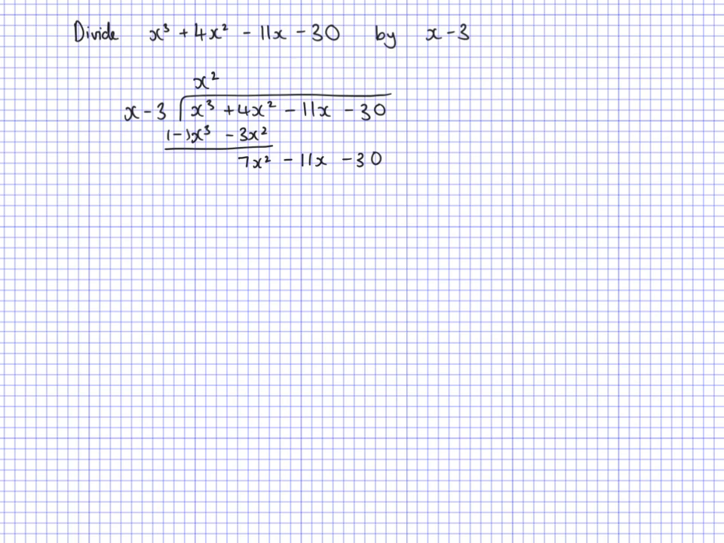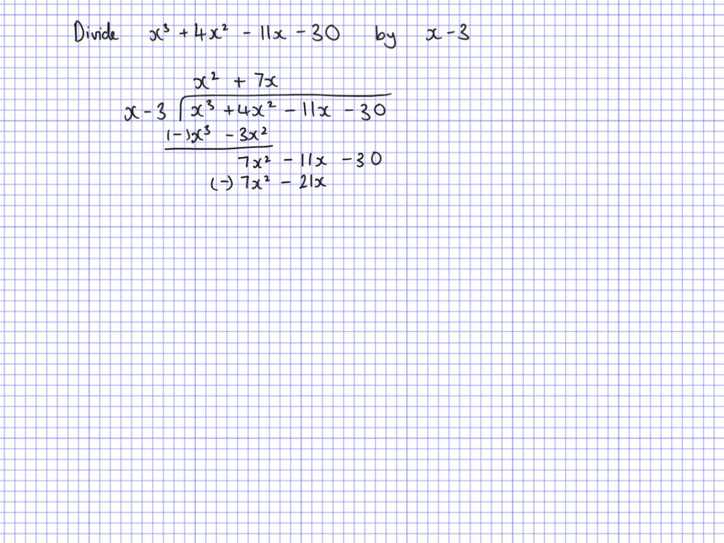So I look at how many times does x go into 7x squared, and that will be positive 7x. So 7x squared divided by x is plus 7x here. Now I will multiply the x take away 3 with this 7x, and I will subtract. So 7x times x is 7x squared, and 7x times the negative 3 is negative 21x, and I need to subtract that. So again, what I'm doing is I'm subtracting a different multiple of x take away 3 from my polynomial.